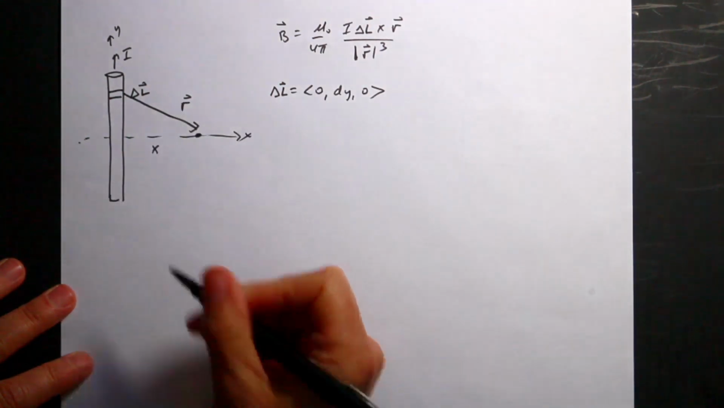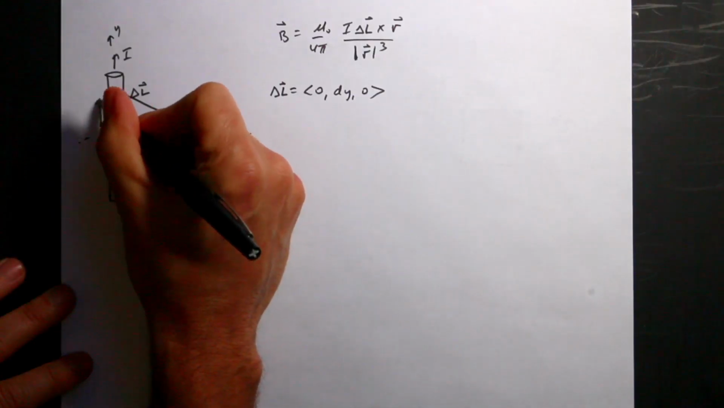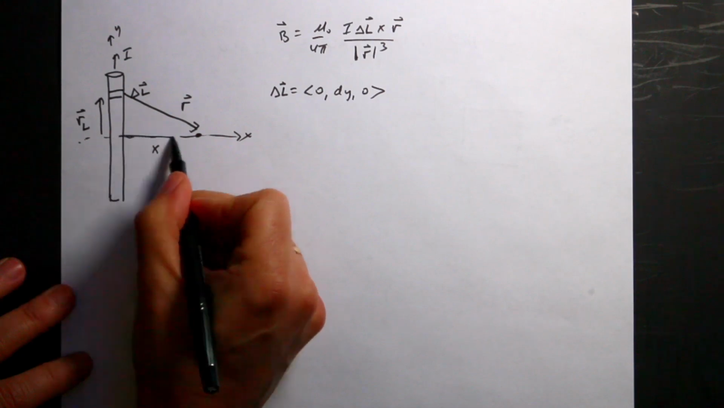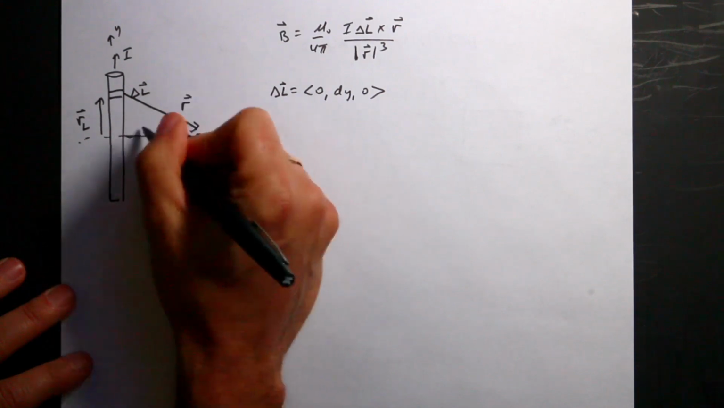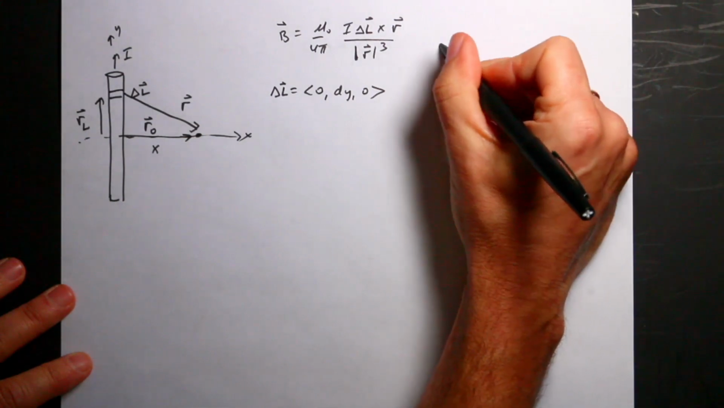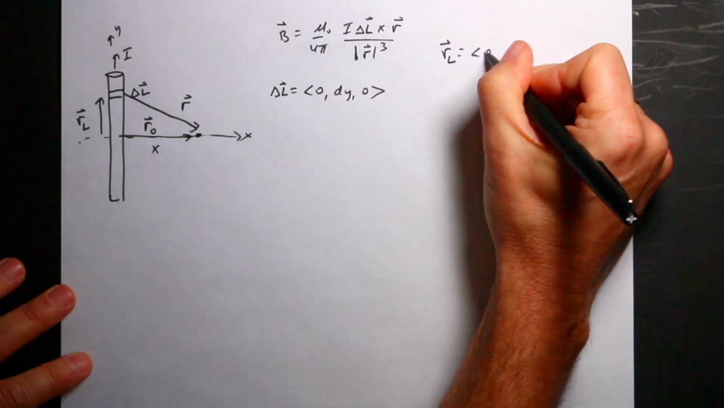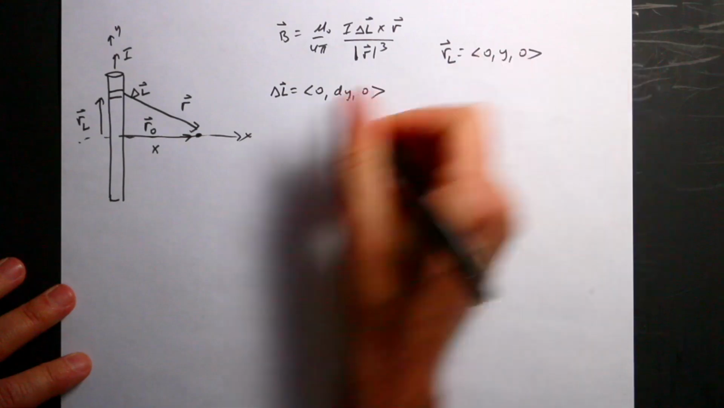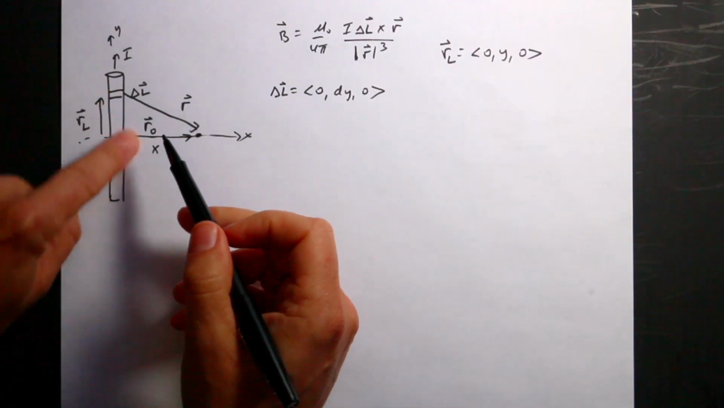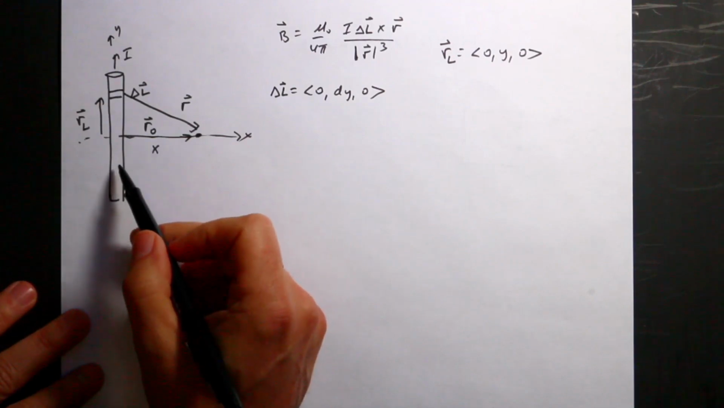So I actually have two things. I have R of the piece, let's call that RL. And then I have this vector, R of the location, of the observation location, RO. So RL is going to be equal to the vector 0, y, 0. Okay, because that's the distance from here to that point. And I can change that y throughout that whole thing. If y is down here, y would be negative.